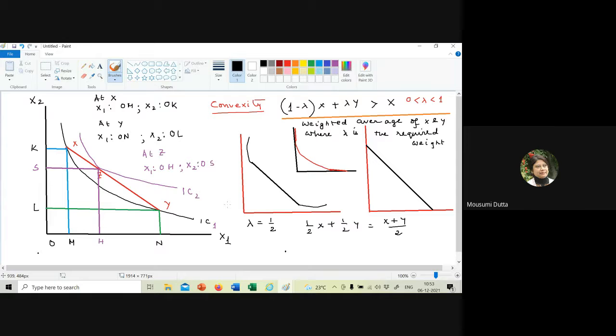A convex combination of x and y gives a higher level of satisfaction compared to the satisfaction enjoyed at point x or at point y. This indicates strict convexity of the indifference curve. Now, if I say a curve is strictly convex, what kinds of convexity am I avoiding? These three types of convexity, which I marked here.